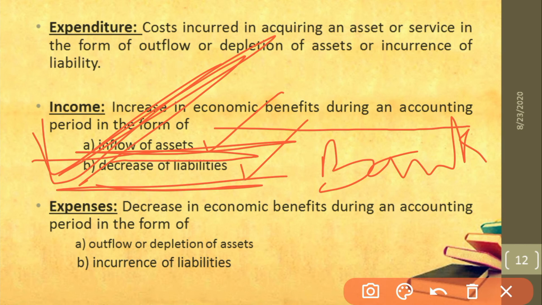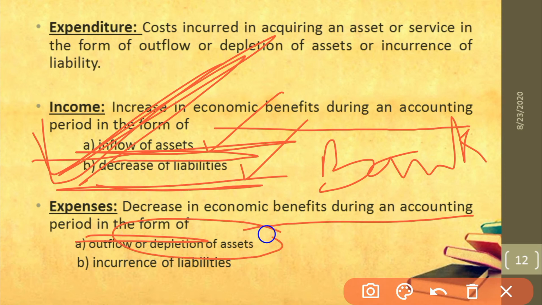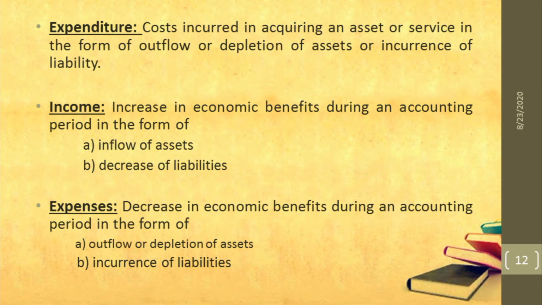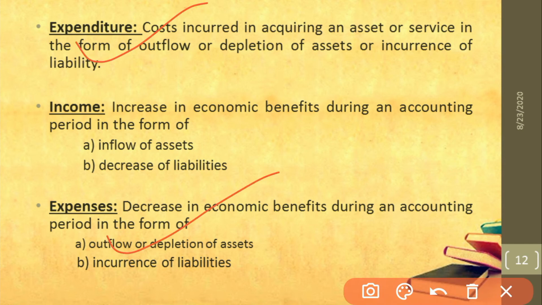Similarly, expenses: there is a decrease in the economic benefit during the accounting period in the form of outflow or the depletion of assets or incurrence of the liability. My assets have reduced, so this is my expense. Over here I want to tell you guys, see, I've used two terms: one is expenditures and one is expenses.